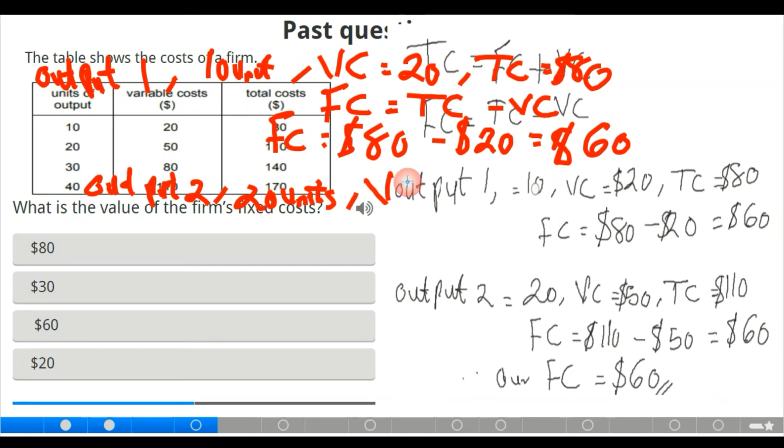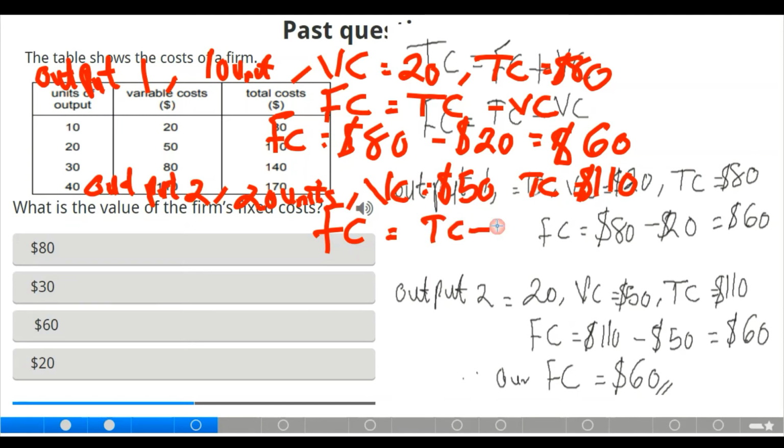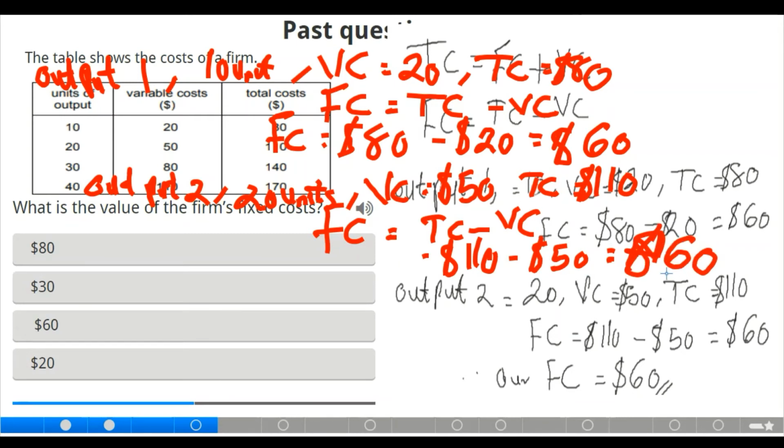We have 20, and for our variable cost, we have $50. And for our total cost, we have $110. Now our fixed cost for output two will now be the total cost minus variable cost, which is $110 minus $50, which gives us $60. Now if you try this for output three also, you get the same answer.